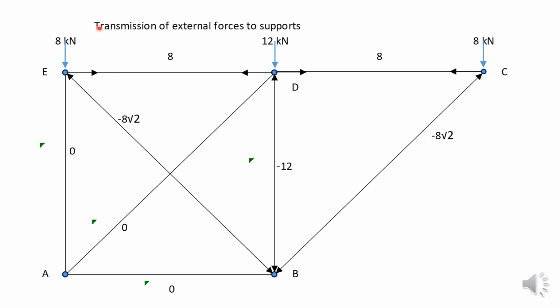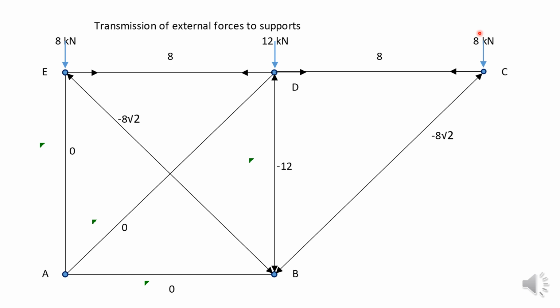First, we do the transmission of the external forces to the supports. Now let's look first at the 12 kilonewton force vertically at D. This can go straight through to the support at B, and then this member will be in compression. Compression is denoted by negative signs, so you have negative 12 kilonewtons in this member BD.